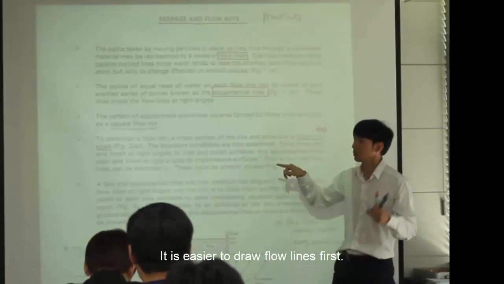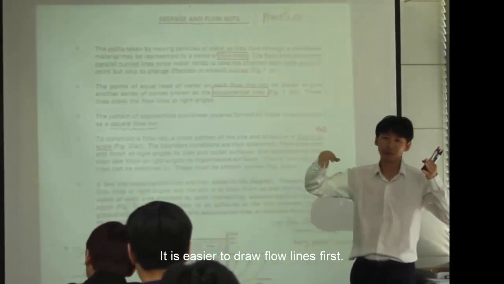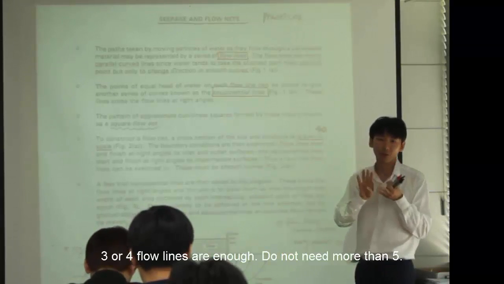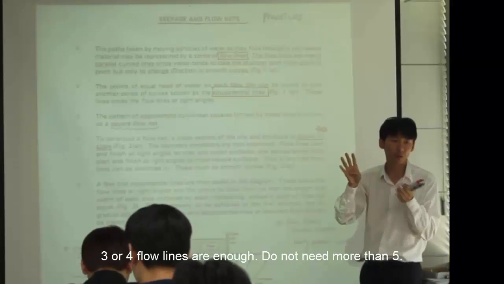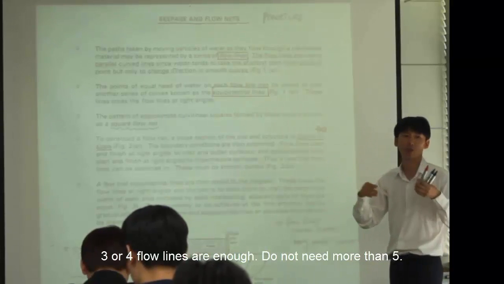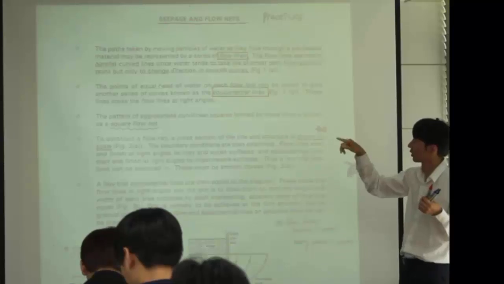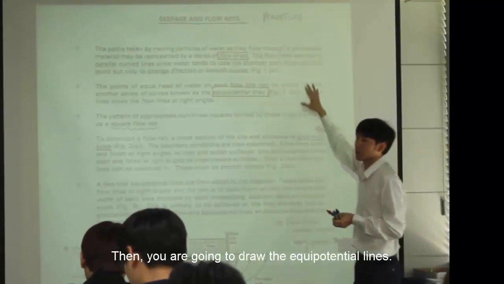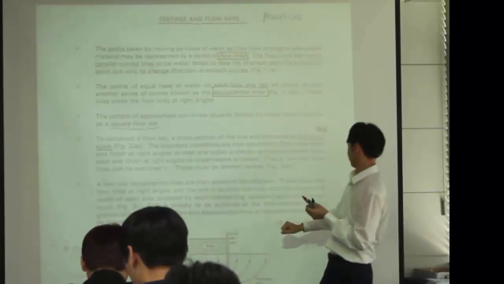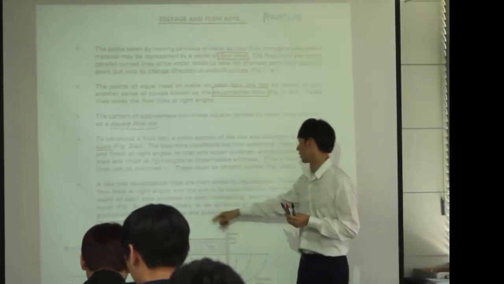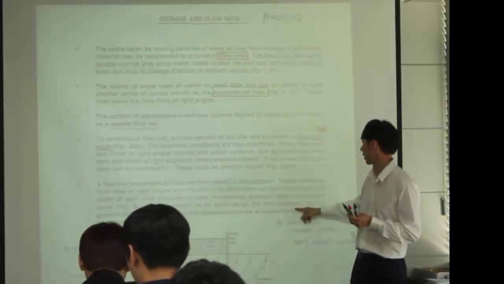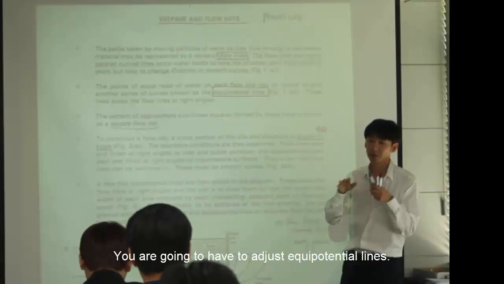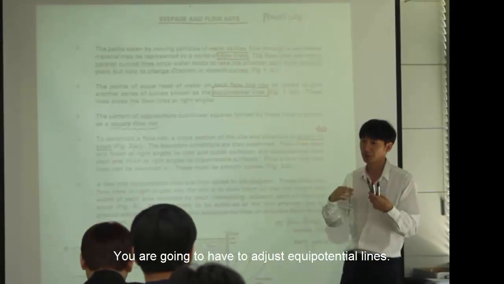So first, you're going to draw the flow lines. It's easier to draw the flow lines. You need maybe 3 or 4 flow lines, which is enough: 2, 3, 4. You don't need more than 5. Then you draw the flow lines, and then you draw the equipotential lines, keeping these two conditions. This is unlikely to be achieved at the first attempt, so you're going to have to adjust the equipotential lines to make it a square flow net and maintain the normality together.